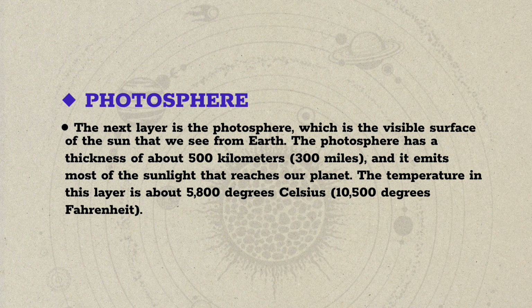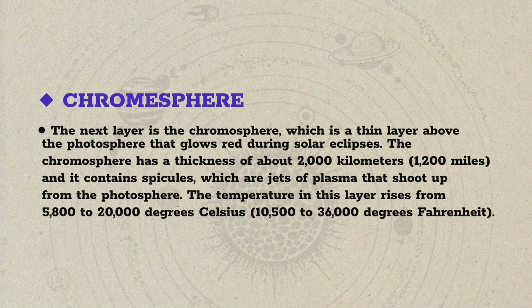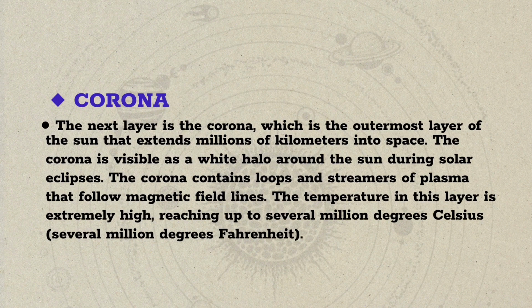The next layer is the chromosphere, which is a thin layer above the photosphere that glows red during solar eclipses. The chromosphere has a thickness of about 2,000 kilometers, 1,200 miles, and it contains spicules, which are jets of plasma that shoot up from the photosphere. The temperature in this layer rises from 5,800 to 20,000 degrees Celsius, 10,500 to 36,000 degrees Fahrenheit.